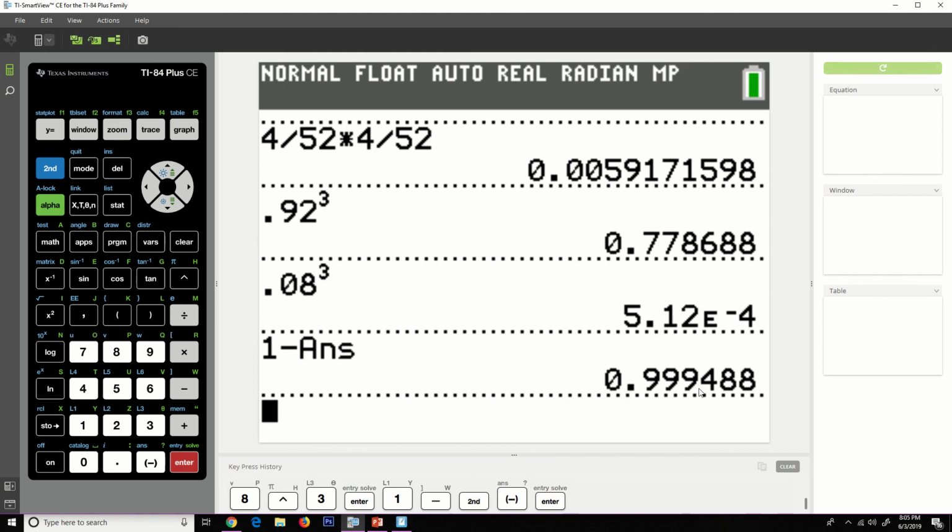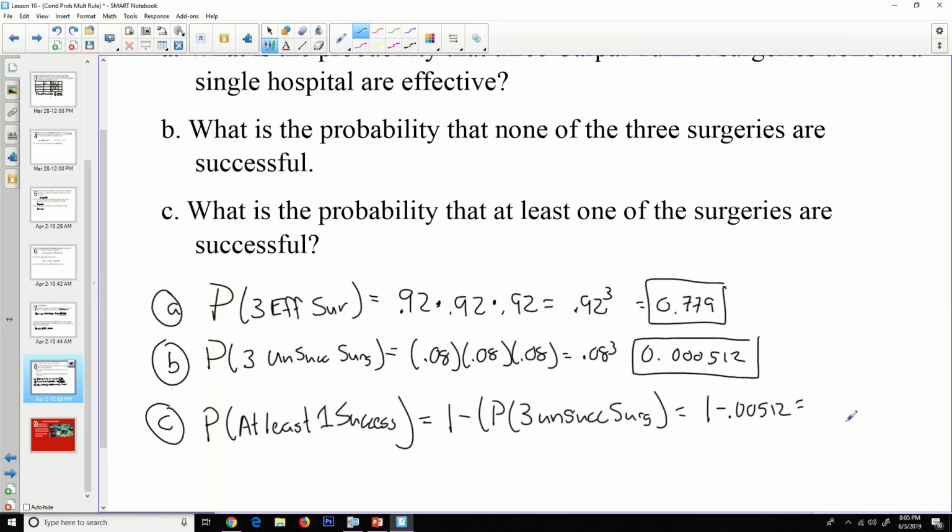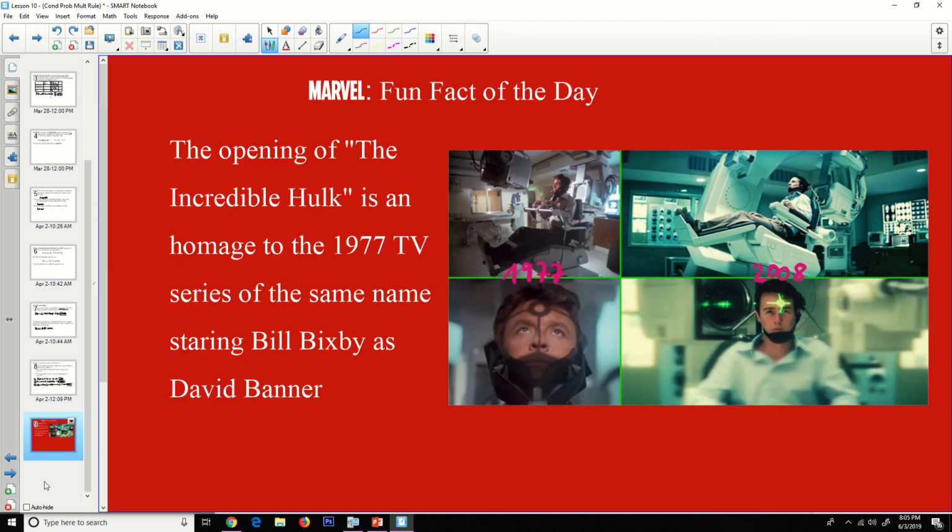0.999. Well, we're going to go out past that, since these may be significant later on. So 0.9995 is what we'll say. So a pretty good chance that they'll get at least 1 right. All right, that's all I got for this particular one.